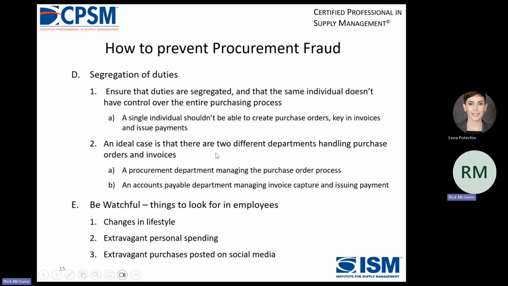An ideal case is that there are two different departments handling purchase orders and invoices. Procurement department managing purchase orders and accounts payable managing the invoice capture and issuing payment. And then receiving would report to a materials group or something. Be watchful, things to look for: changes in lifestyle, extravagant personal spending, extravagant purchases posted on social media.